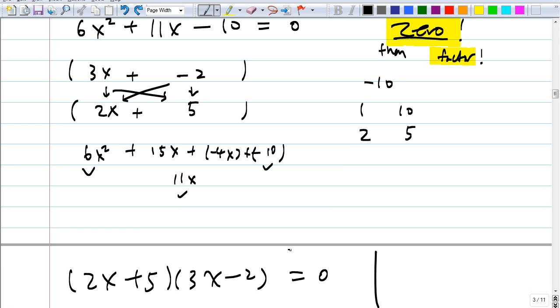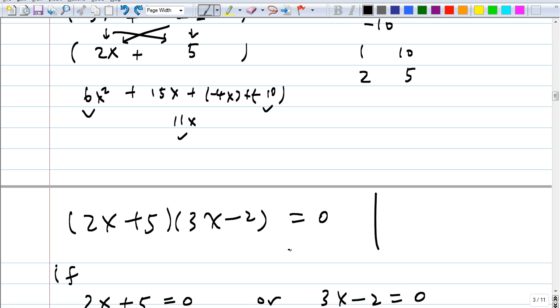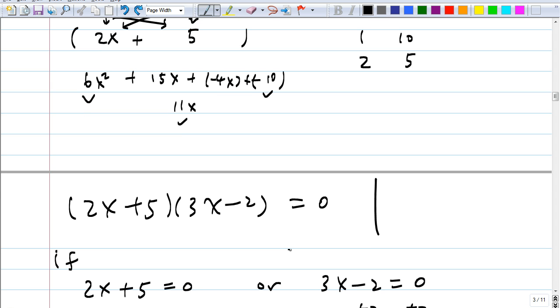Right, guys? Eddie, when would this be true? Now we have written this as a product. Eddie, when will this be true? If 2x plus 5 equals 0. Yeah, this is only true if 2x plus 5 equals 0 or when? 3x minus 2 equals 0. Exactly right. There are 2 possible ways for this whole thing to be equal to 0. That's only if one of those factors is 0.